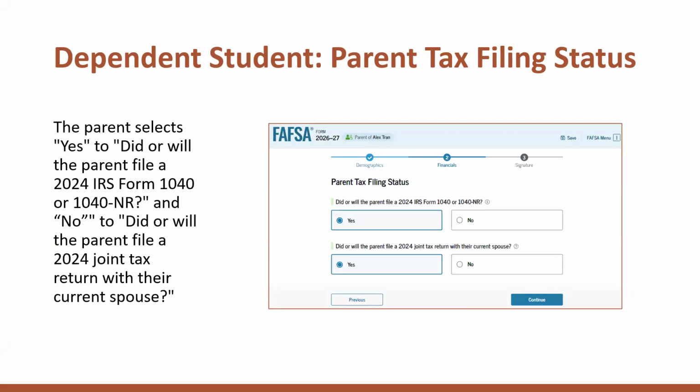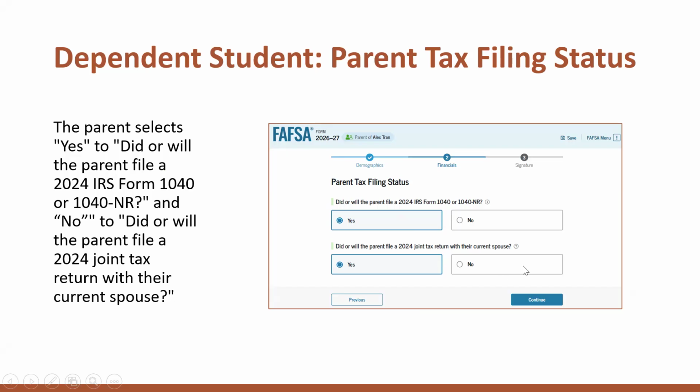And then here is where the parents would indicate their tax filing status. This screen does not pop up for folks whose data has been automatically transferred. This would pop up for someone who did indicate that they had a situation that was different than before. So the parent is selecting yes, that they did file a 2024 IRS tax form.